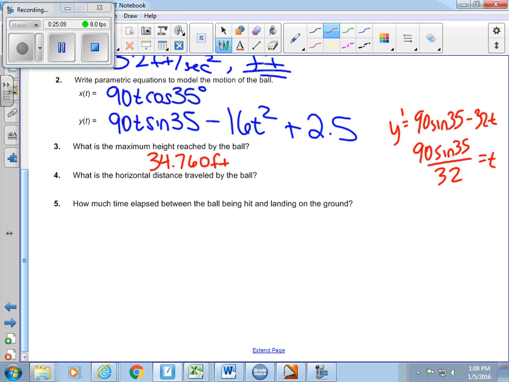Okay. What is the horizontal distance traveled by the ball? How could we find that? Good. When y equals 0, why could that help us find the horizontal distance? That tells us when the ball hits the ground. That'll tell us the time at which the ball hits the ground. Could we use that to find the horizontal distance we traveled? Okay, so I agree. I like that plan.